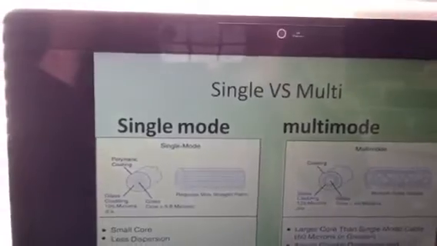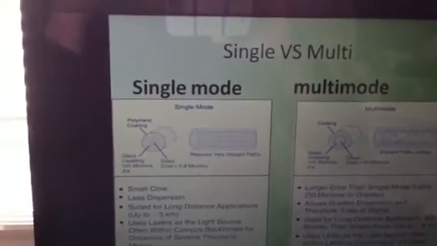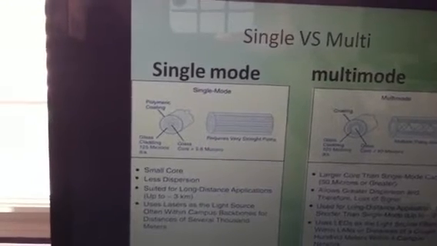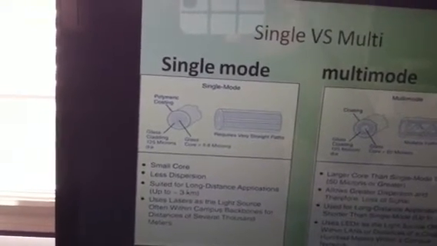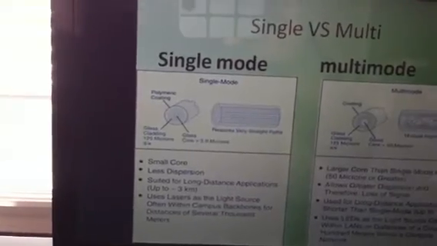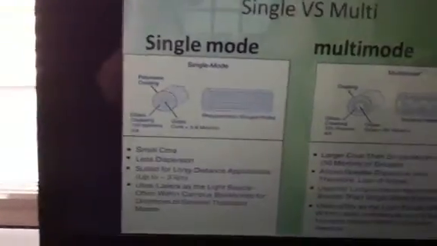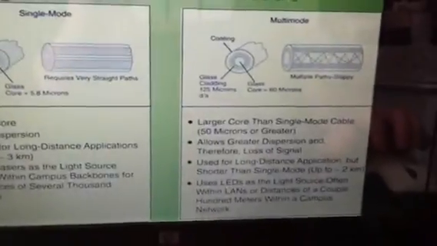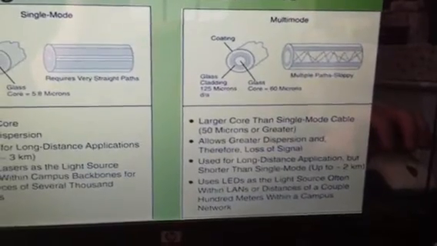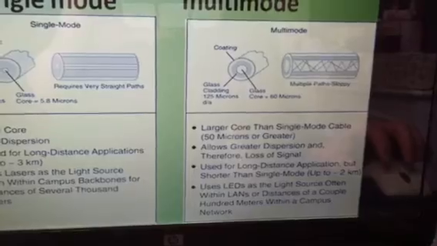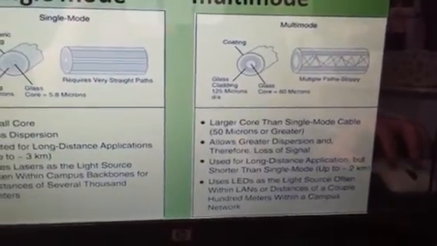Here are single mode and multi-mode. Single mode has a small core, less dispersion, and a long distance of up to 3 kilometers. Multi-mode has a larger core than single mode, allows greater dispersion, and therefore loss of signal.